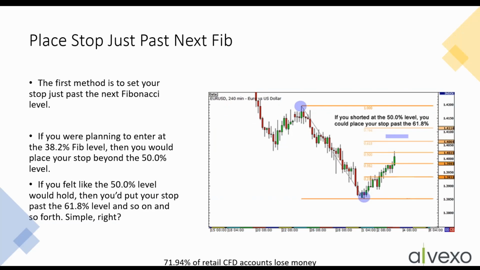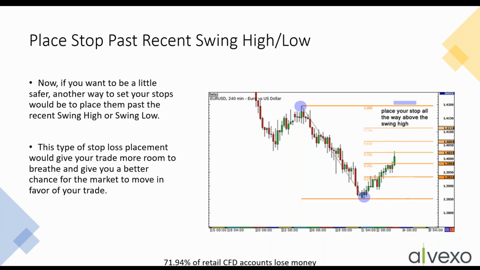So the easiest method is to find your next Fibonacci levels. So if you're planning to enter at 38.2, then maybe you would place your stop loss just beyond the 50%. If you felt like the 50% level wouldn't hold, then you should place your stop loss past the 61.8. Simple, right? Well, they might be. They're only educated guesses.